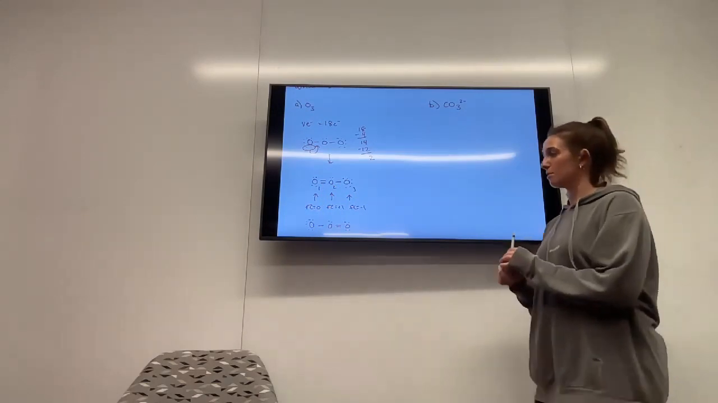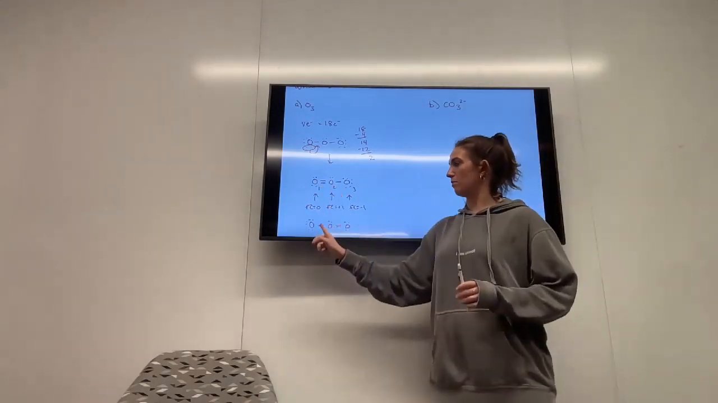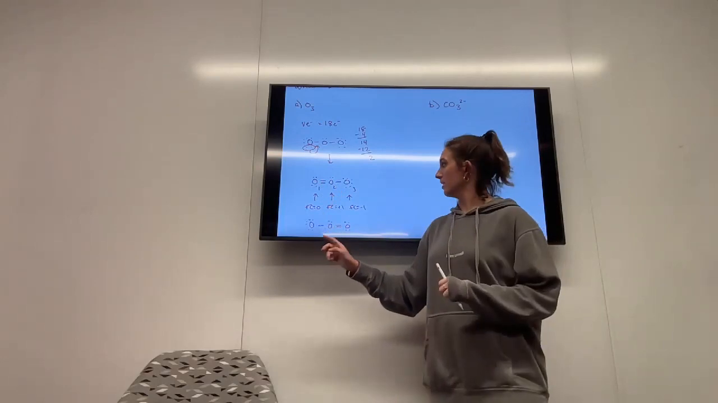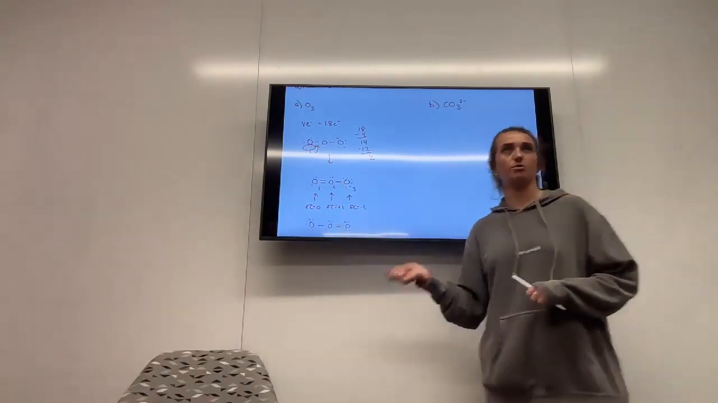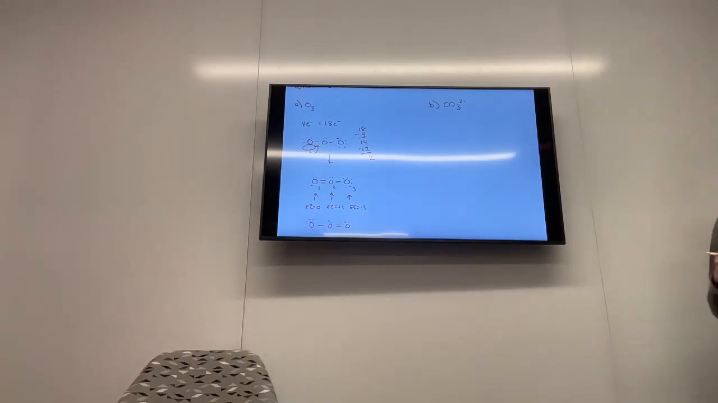Yep, again, bond order would be 1.5 because we have 2 and 1 divided by our 2 structures. And then we have 1 and 2 divided by 2, between our 2 structures, would be 1.5 for both of them.